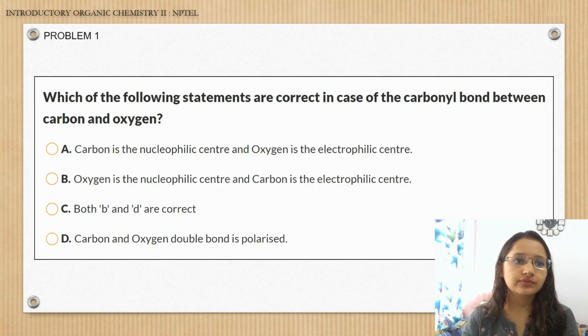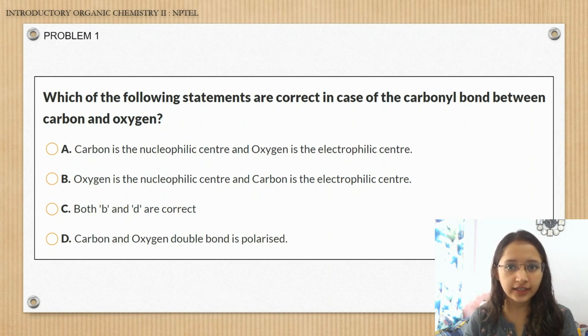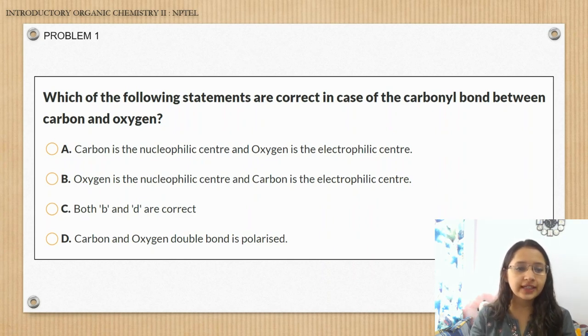Problem one of this session: which of the following statements are correct in the case of the carbonyl bond between carbon and oxygen? Option A: the carbon is the nucleophilic center and oxygen is the electrophilic center. Option B: oxygen is the nucleophilic center and the carbon is the electrophilic center. Option C: both B and D are correct. Option D: the carbon-oxygen double bond is polarized. Before going to this question, you need to know the structure of the carbonyl bond.